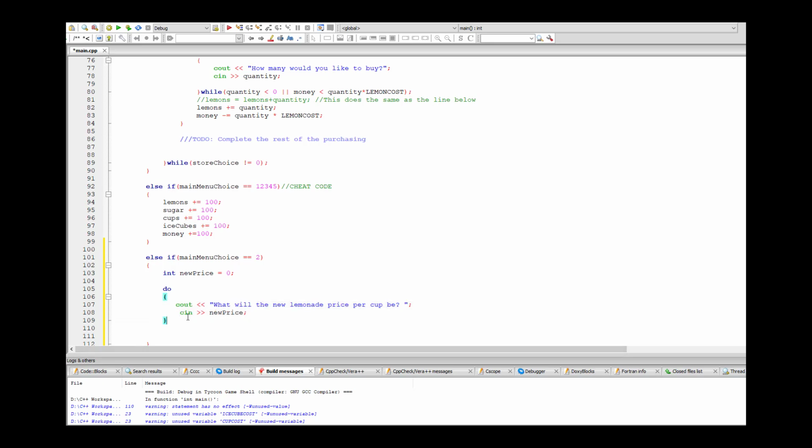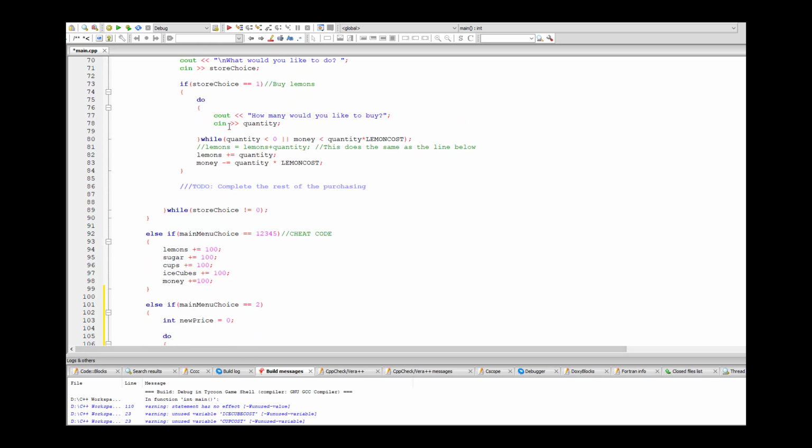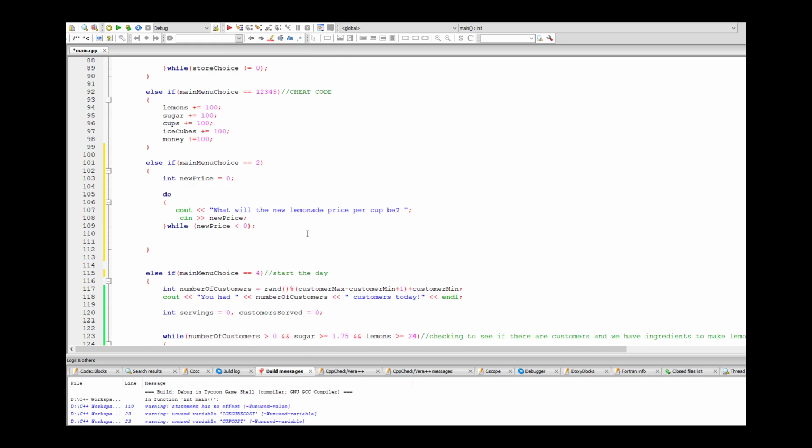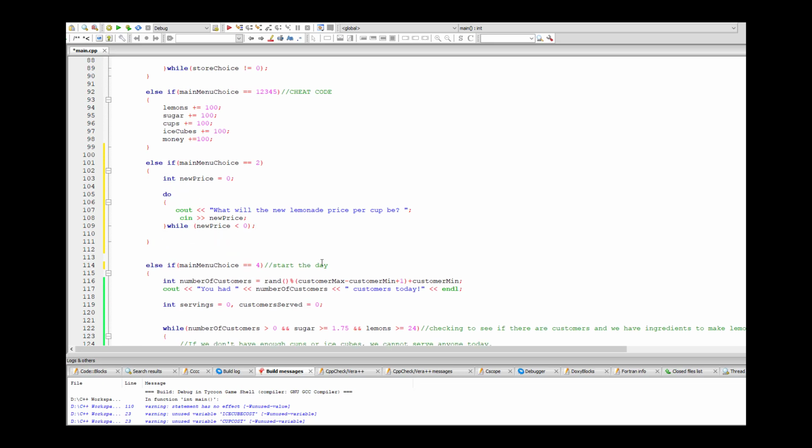Okay. As long as, while the new price is less than 0. Okay, so if the new price is less than 0, we are going to ask them again, right? So that they can't do it. And you can see that's actually very similar to what we did over here, right? To make it so they can't actually enter a number that's not correct. Okay, while new price is less than 0.